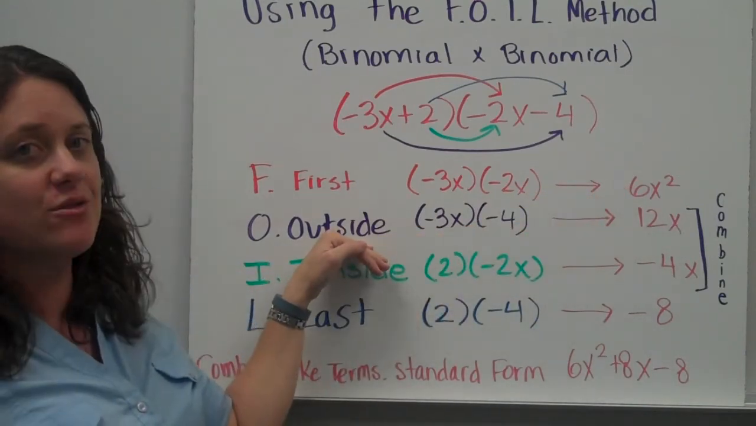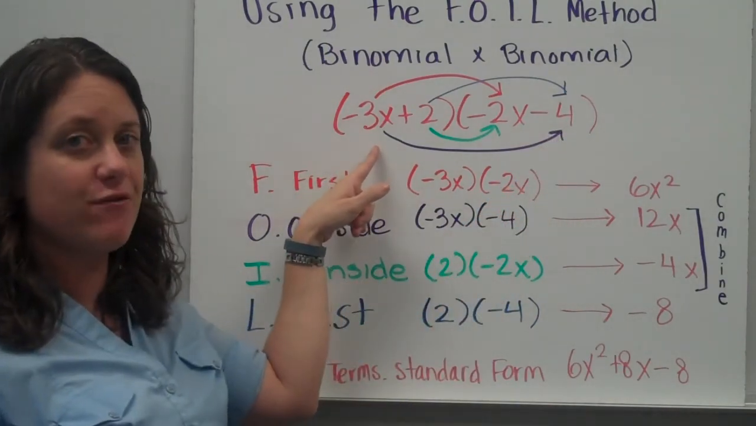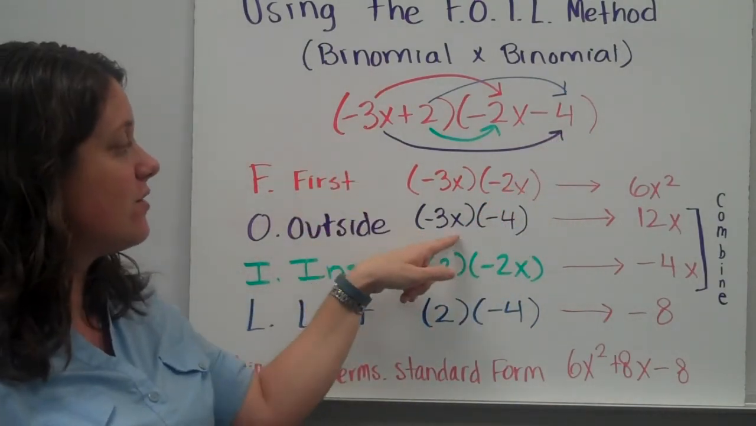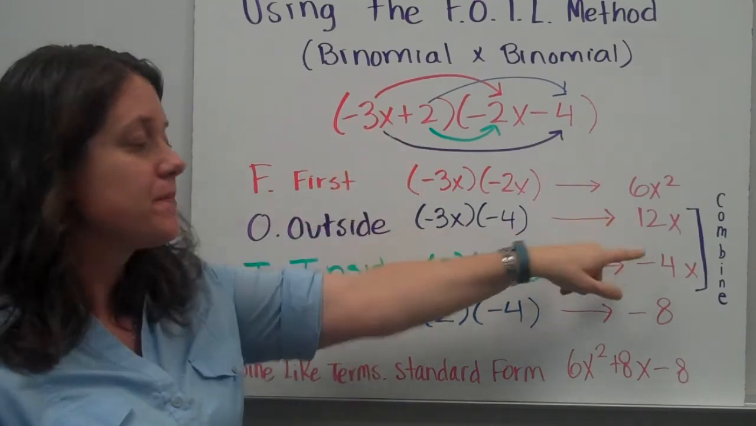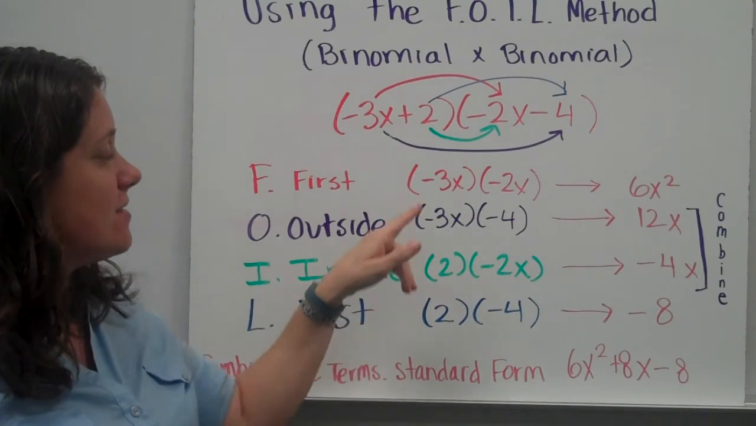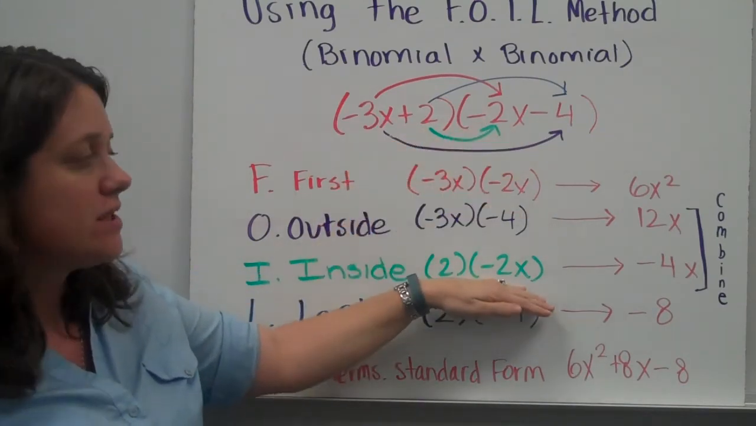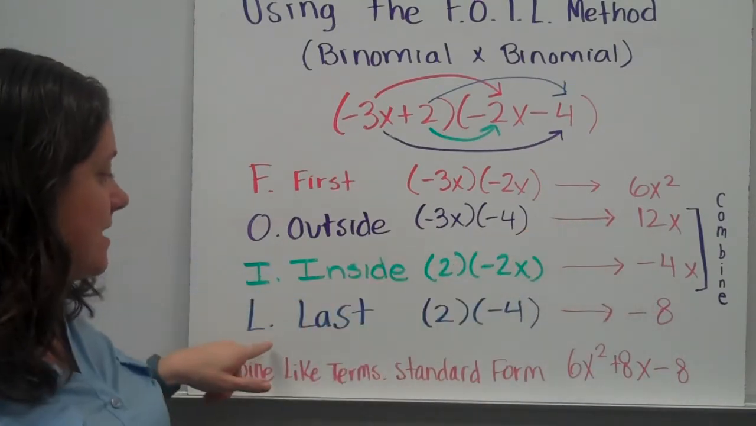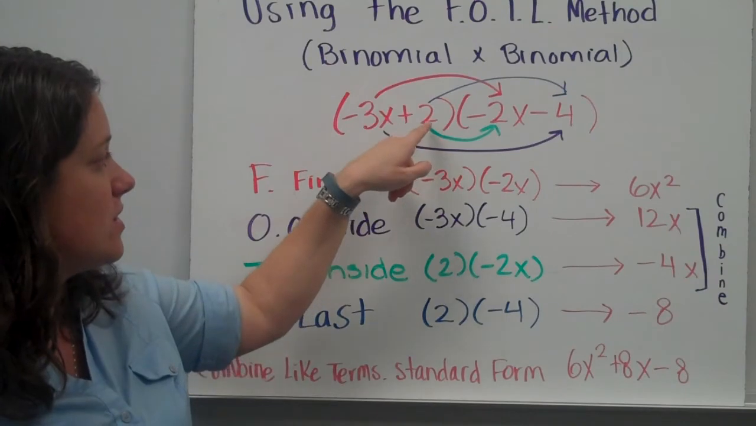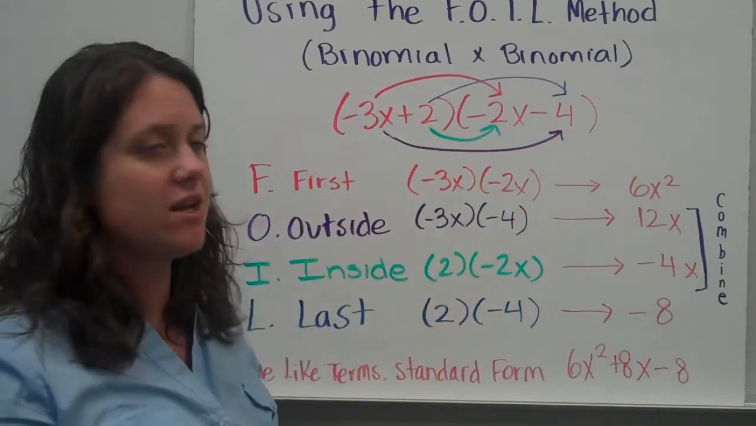Next I'm going to multiply the outside terms. So that's the two on the outside. So make sure you take the sign in front of them with them. So that would be negative 3x and negative 4, which gives me 12x. Next I take the inside, so that's going to be these two in green, so 2 and negative 2x. You can see I multiplied those, and I get negative 4x. And then lastly, I take the last two terms, which is 2 and negative 4. I multiply those, and I get negative 8.